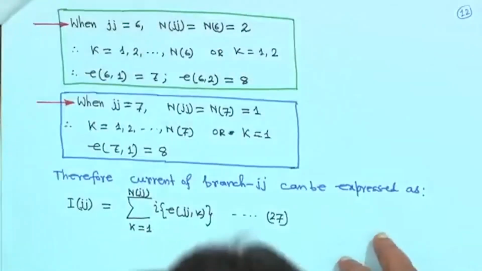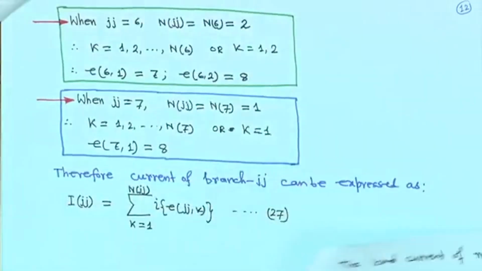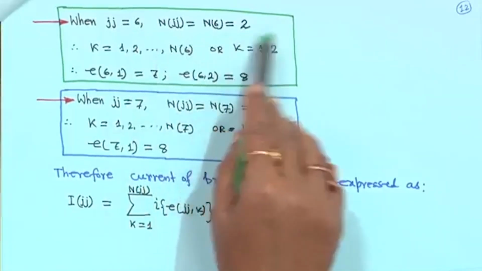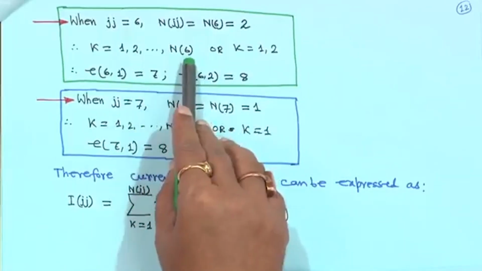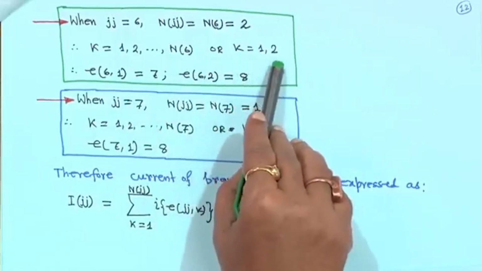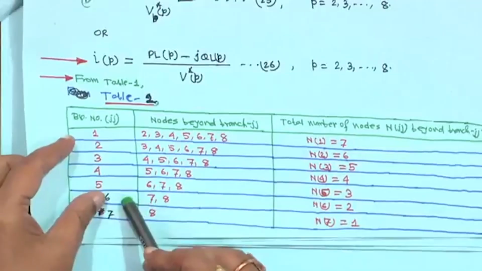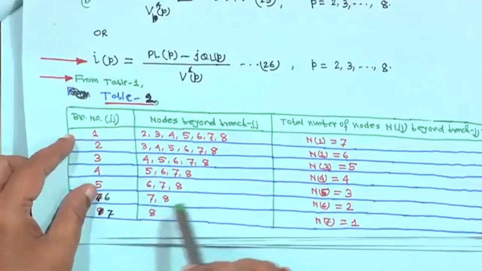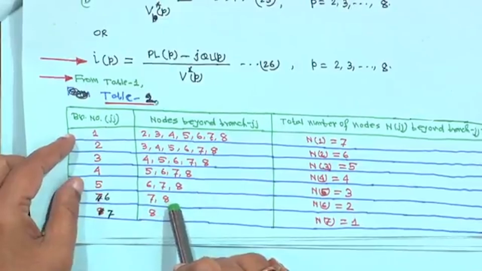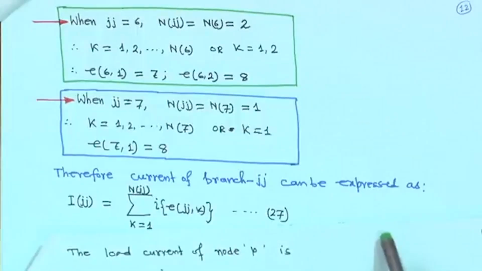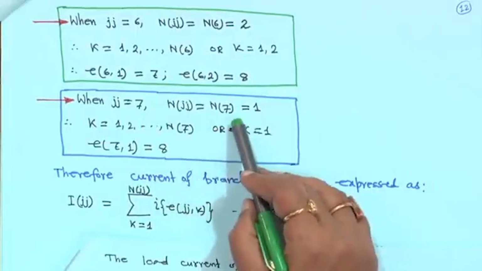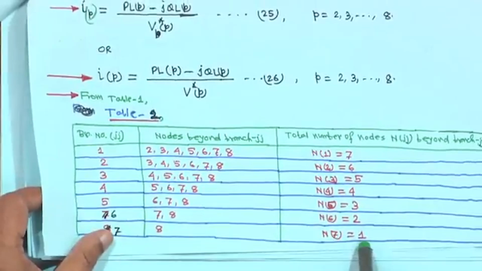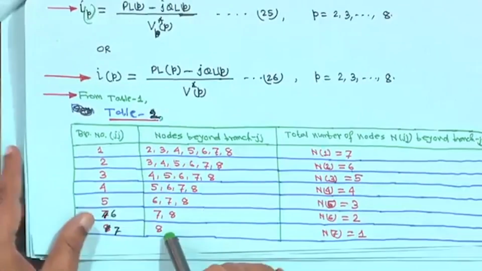Similarly, everything I have made for you such that there would not be any confusion. When jj is equal to 6, then n_jj is equal to n_6 is equal to 2, that means, k is equal to 1 to n_6, the general one, or k is equal to just 2 elements, 1 to 2. That means, when jj is equal to 6, n_6 is equal to 2, and 2 elements: E_6,1 is equal to 7, and E_6,2 is equal to 8, right. And similarly, last one, when jj is equal to 7, n_7 is equal to 1, and only one node. So, E_7,1 is equal to 8, right.